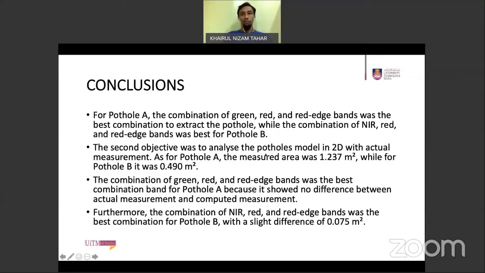The second objective, I had to identify the 2D model with the actual measurements. So the porthole here, the measured was 1.2, we used the actual data. The band combination was the best, porthole A is no difference, while porthole B and infrared, red, red edge have the 7.5 centimeter difference.